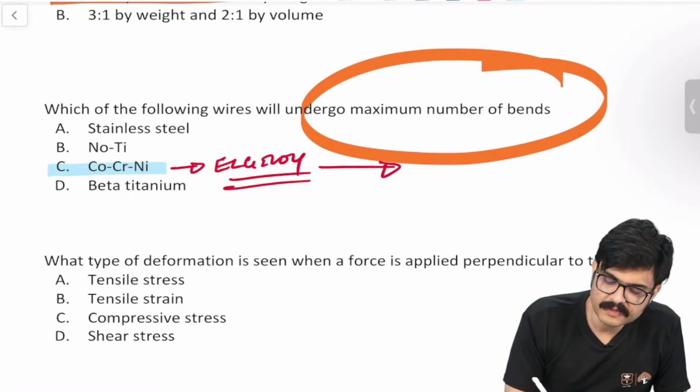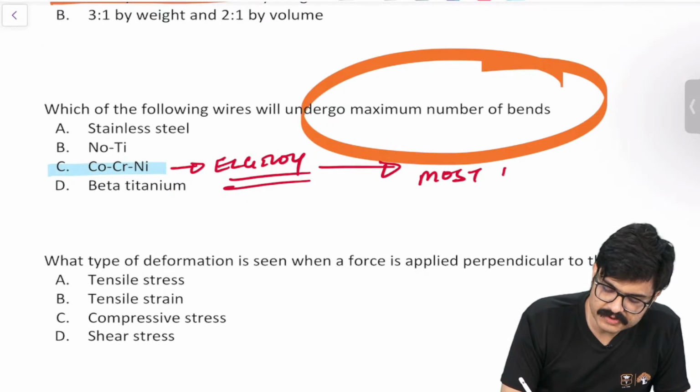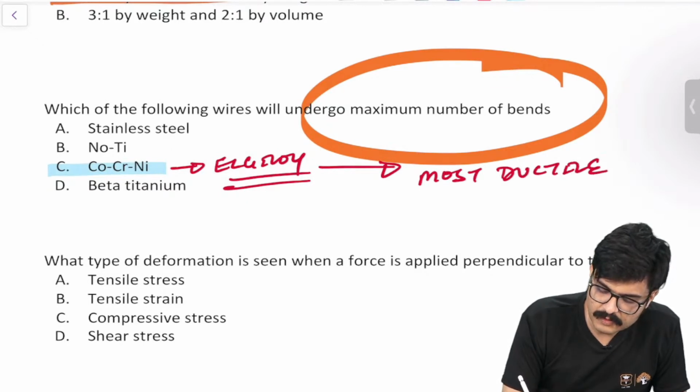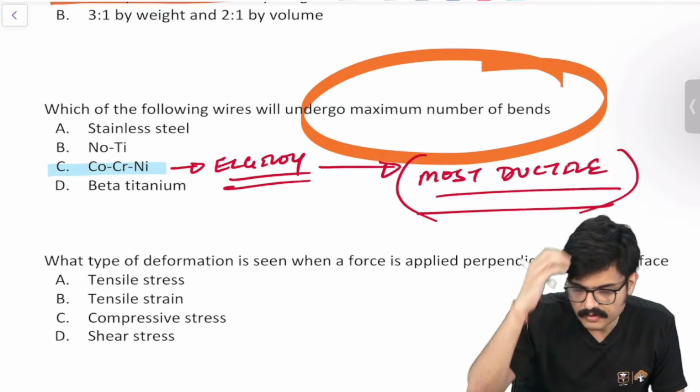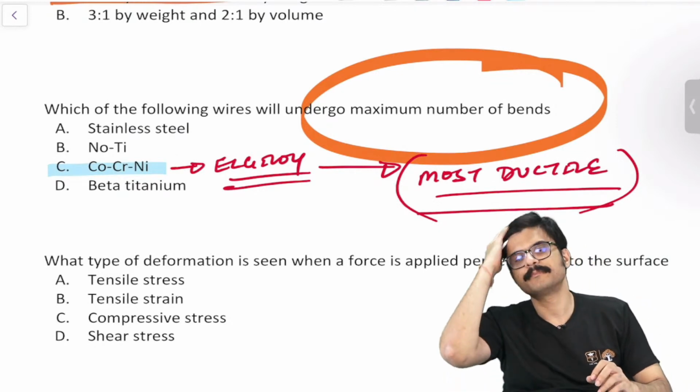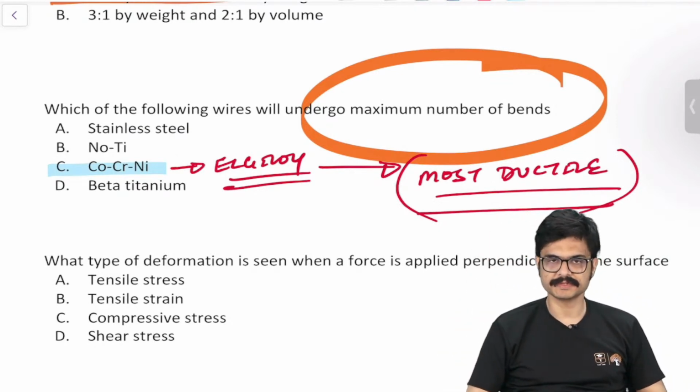So the other way is that it is the most ductile out of the four. Right? It has the ability to undergo maximum plastic deformation or permanent deformation.